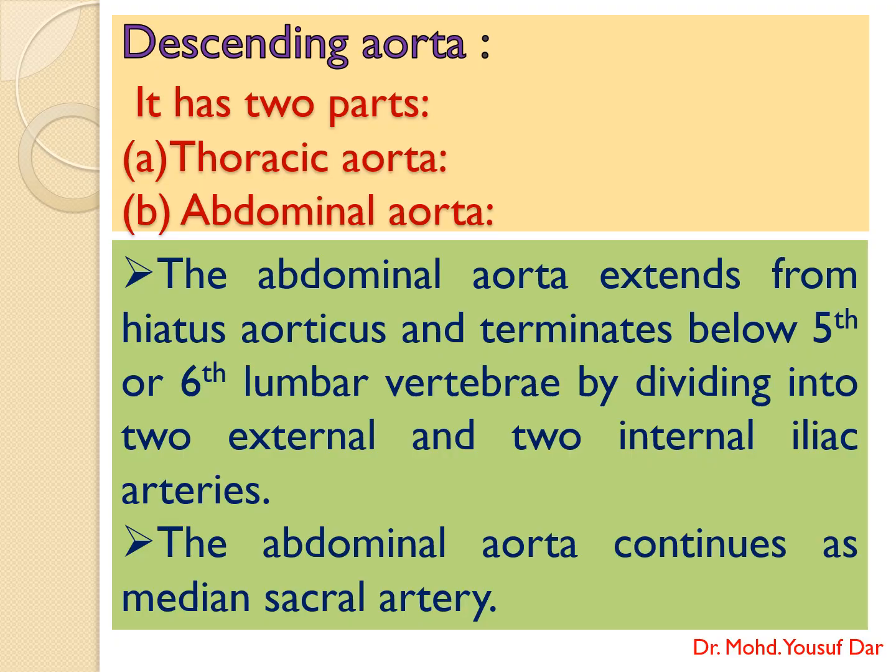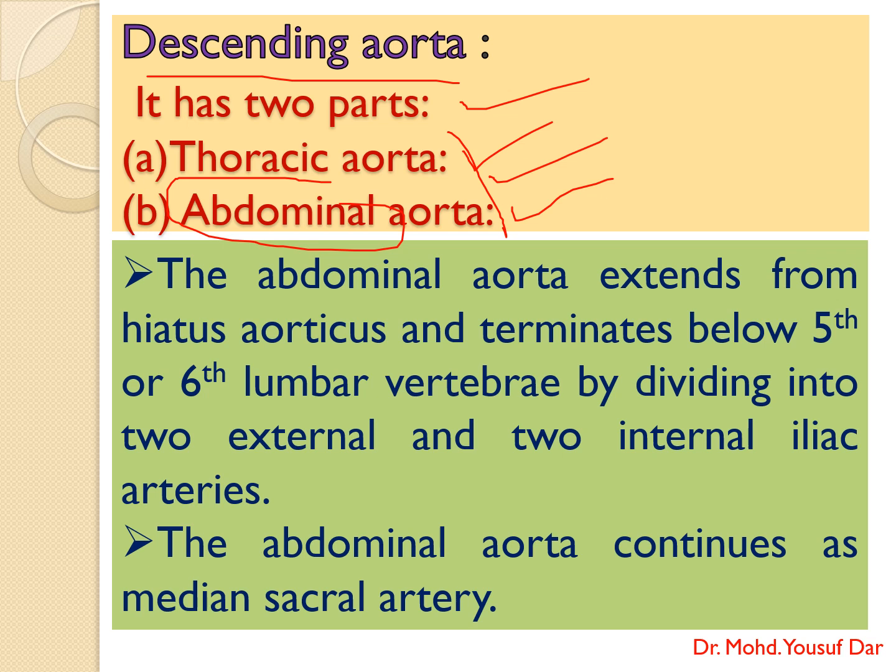So as we know, the posterior aorta or the descending aorta is divided into two parts, the thoracic aorta and the abdominal aorta. The thoracic part of the posterior aorta is known as the thoracic aorta, while the abdominal part of the posterior aorta or descending aorta is known as the abdominal aorta. The thoracic aorta we have already discussed. Now we will discuss the abdominal aorta.